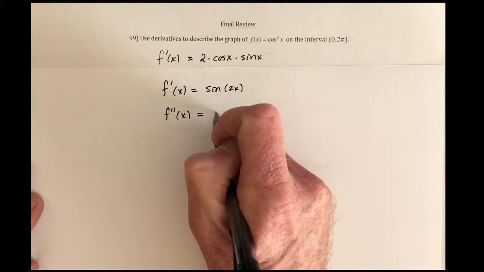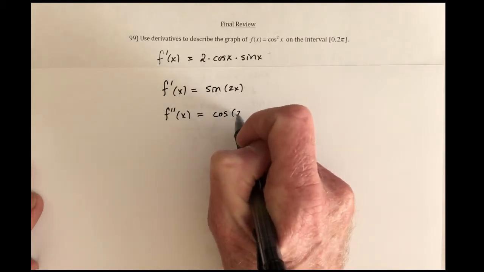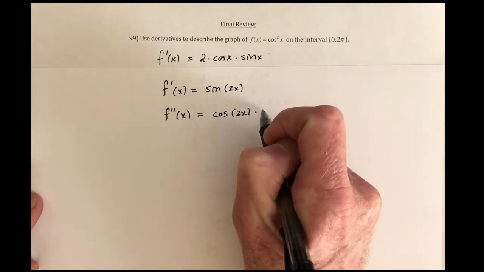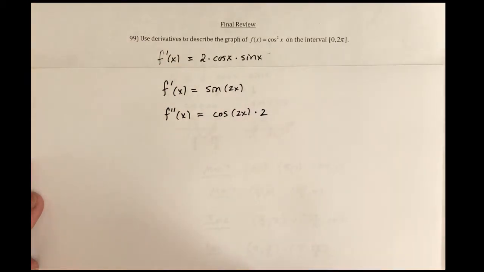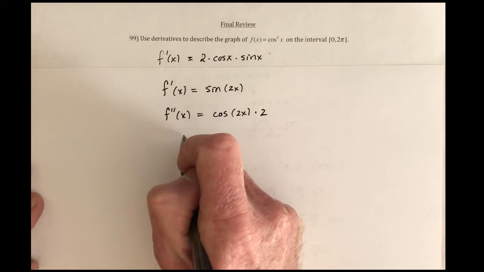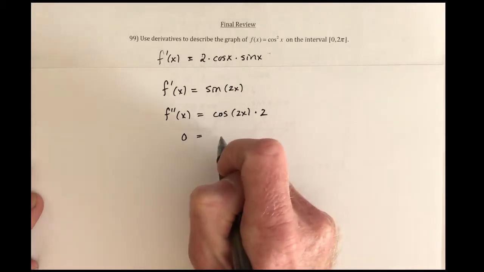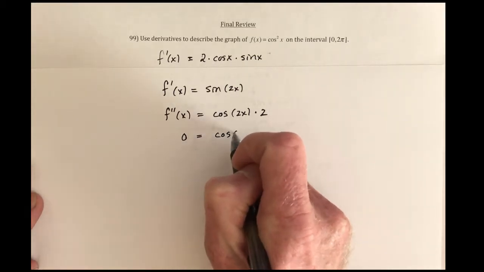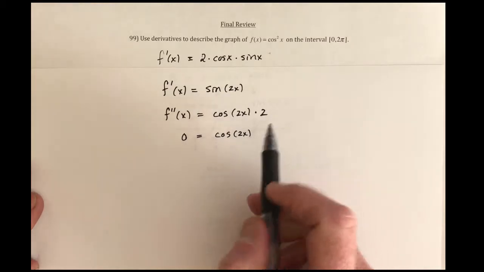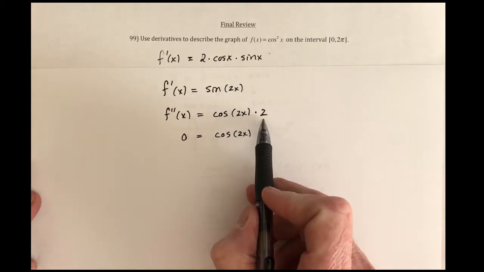So the derivative of sine would be cosine. Keep the 2x the same for right now. And then the chain rule means multiply by 2. And there's the second derivative. Now set that one equal to 0. So it really means when does cosine of 2x equal 0? Because of course this 2 does not equal 0.